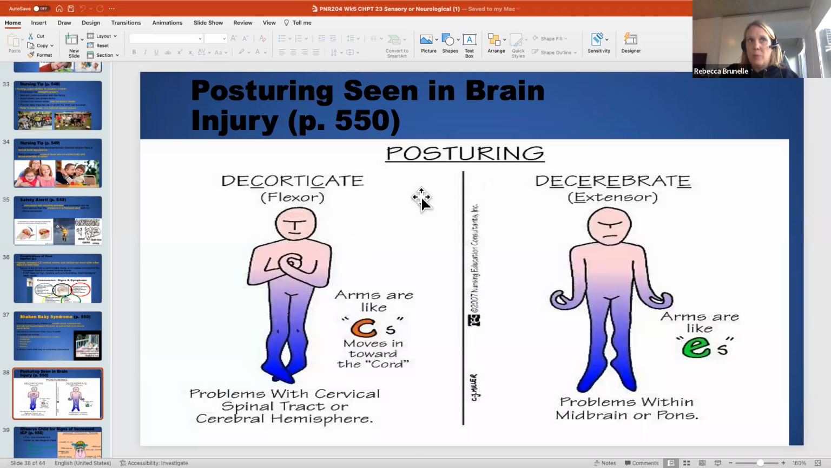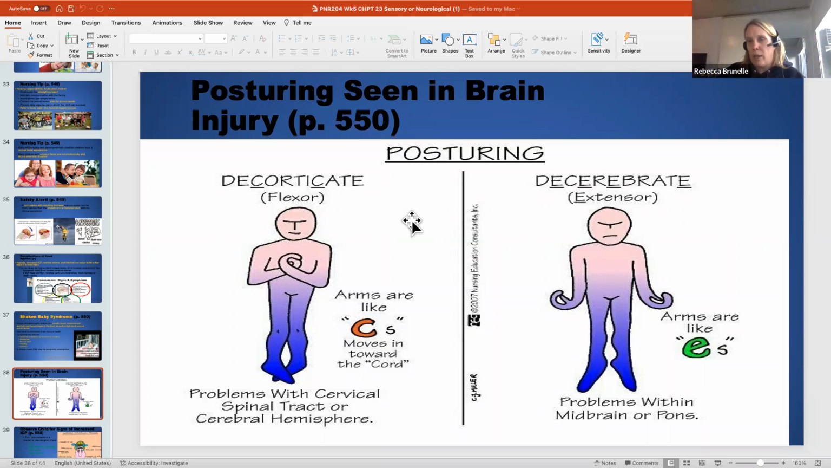So sometimes when you have a brain injury, the patient will come in with specific posturing. Decorticate is when the arms are in like this. I always remember this as "to your core," so in towards your body is decorticate. And decerebrate is like your arms are out like the E. If your arms are in, decorticate, that's a problem with your cervical spine. And if they're out, it's more of a problem with your midbrain.